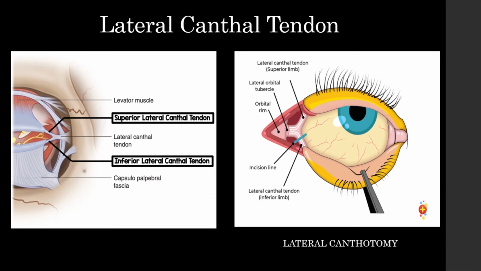It has the superior and the inferior limbs. In case of retrobulbar hemorrhage, lateral canthotomy, which is one of the sight-saving procedures, can be done. The incision is made mainly along the inferior limb, or it can be done on both limbs also. But why only retrobulbar hemorrhage?